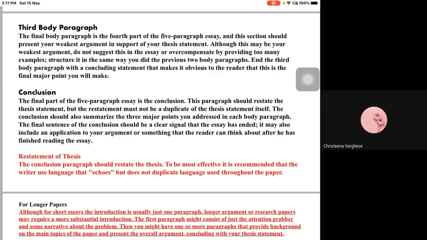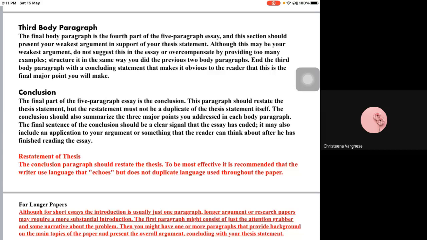The final part of the five paragraph essay is the conclusion. And this paragraph should restate the thesis statement, but the restatement should not be a duplicate of the thesis statement itself. So don't use the same words, change the words, okay? Don't repeat yourself. The conclusion should also summarize the three major points you addressed in each body paragraph, okay?